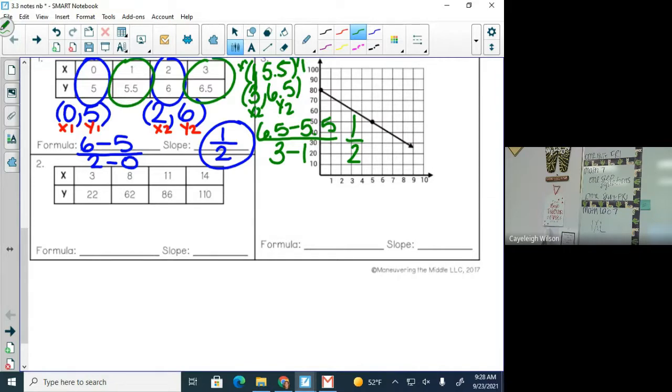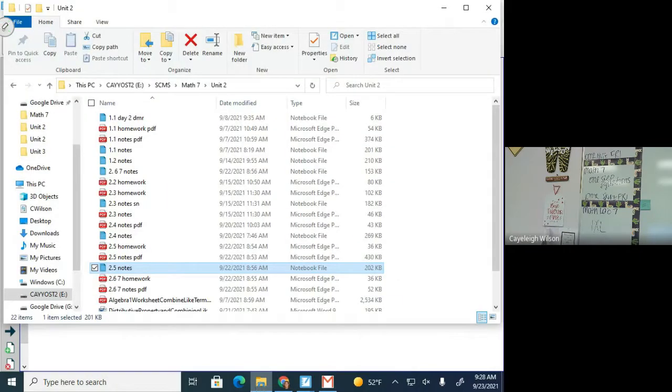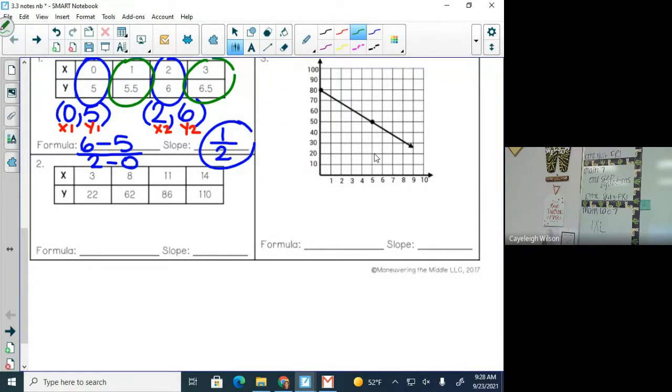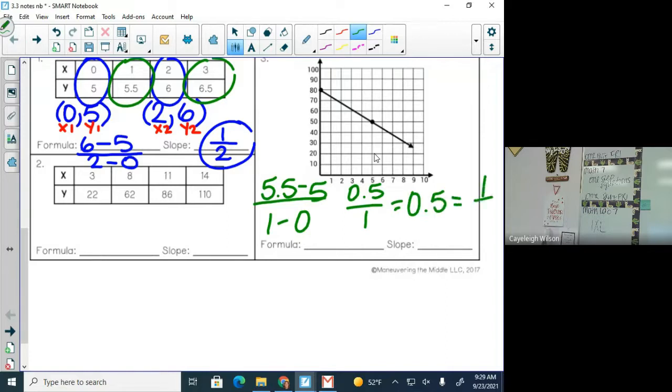Yeah. What would happen if the 2 points were 4, 5? Okay, well, if I did 5.5 minus 5 and 1 minus 0, that would be 0.5 over 1. What's 0.5 divided by 1? 0.5, which is the same thing as 1/2. So it's still the same. You would just change it to a fraction.